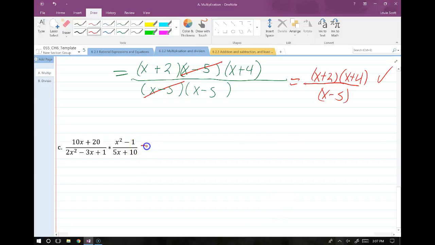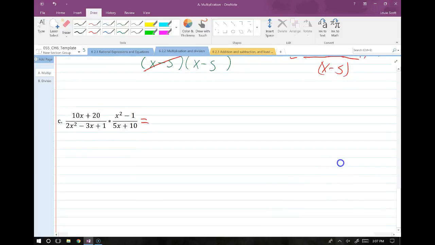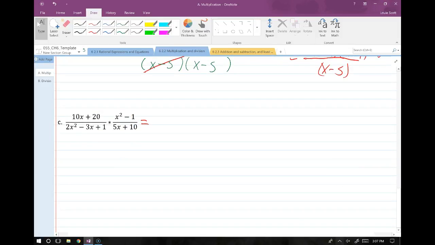There's this guy. There's a lot of factoring to be done here. So, I guess maybe I'll just write it all out first. So I multiply straight across the top, straight across the bottom, so I have 10x + 20 times x^2 − 1, and on the bottom I have 2x^2 − 3x + 1 times 5x + 10.